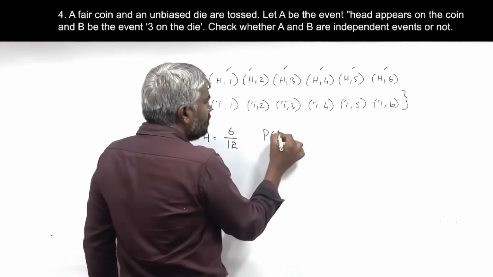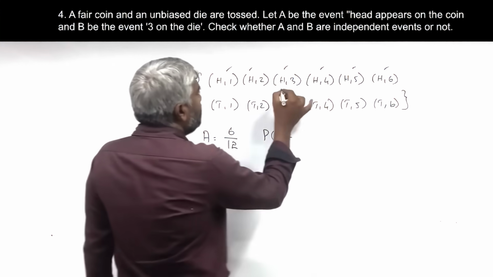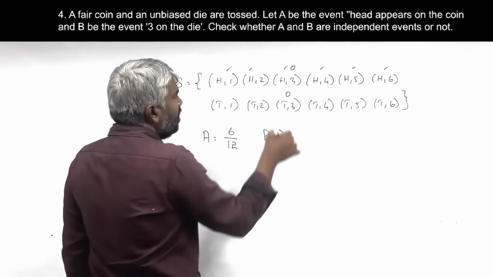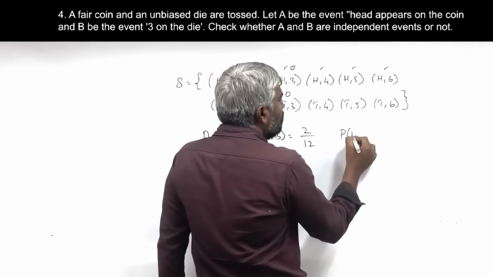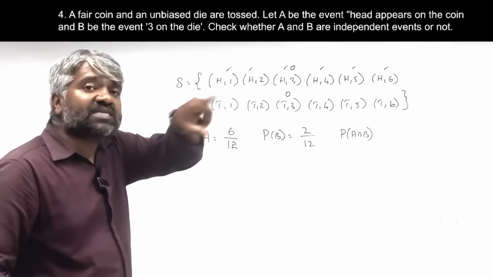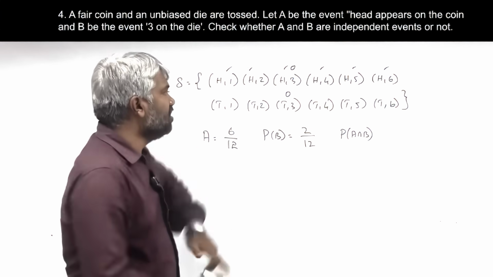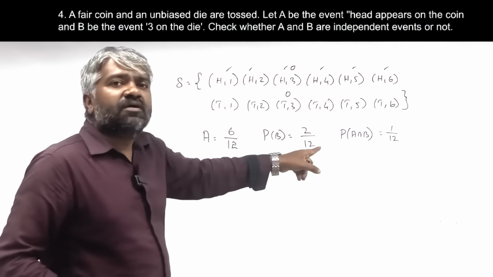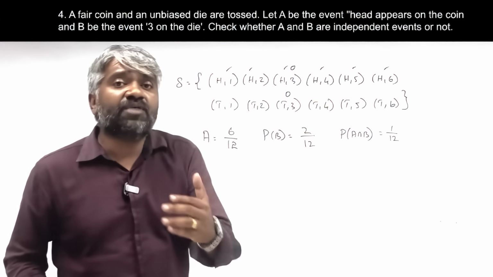What is B? B is 3 appears on the die. So where 3 comes, just put a circle near that. Only 2 outcomes, so 2 by 12. Now what is P of A intersection B? You check where I have ticked and circled for the same outcome. Only for this I have ticked and circled, which is 1 by 12. These are the values for P of A, P of B and P of A intersection B, which I have found from the sample space.